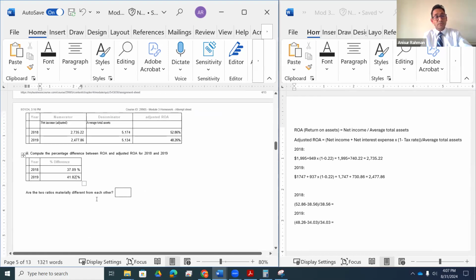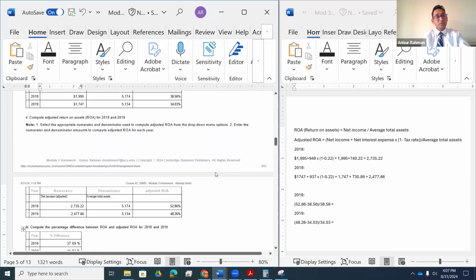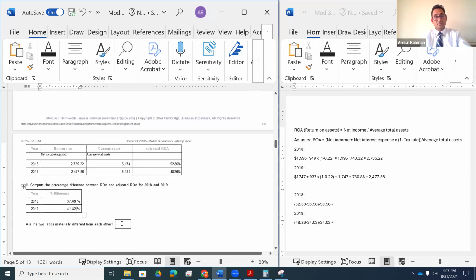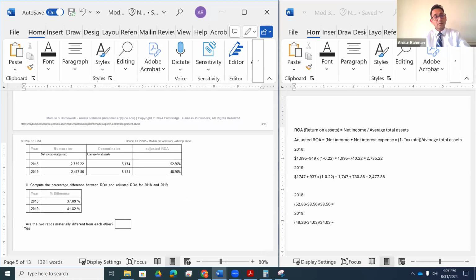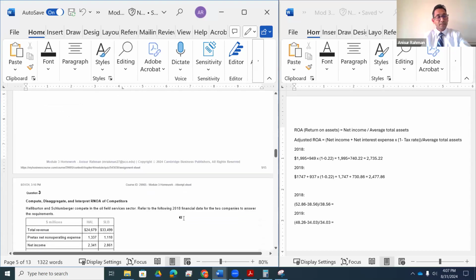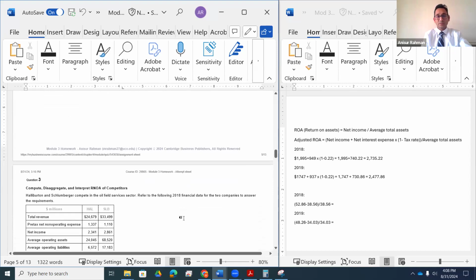Are the two ratios materially different from each other? Let's compare them. In 2018, ROA was 38.56 only, adjusted ROA was 52.86. So yes, in 2018, they're different. In 2019, 34.03 versus 48.26. They are also materially different. So yes. So that was the end of the problem.